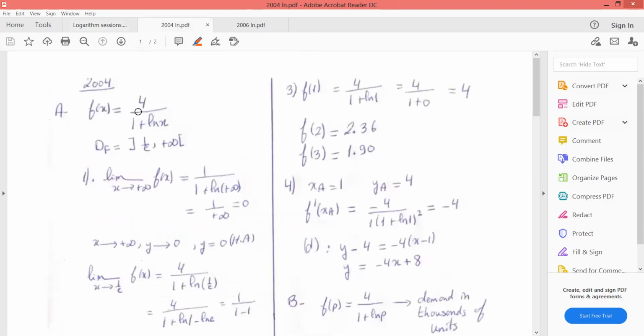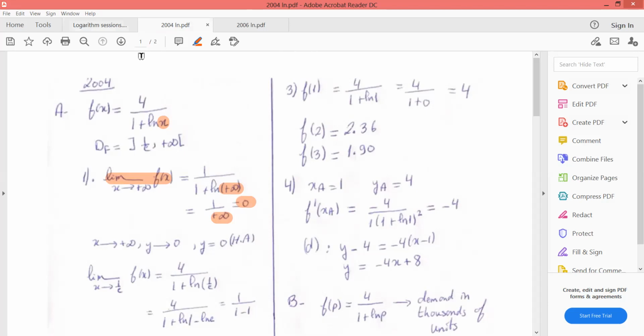So once again, limit f(x) as x tends to plus infinity equals 4 over, we replace x by plus infinity. Ln is infinity, infinity plus 1 is plus infinity. So number over infinity is 0.